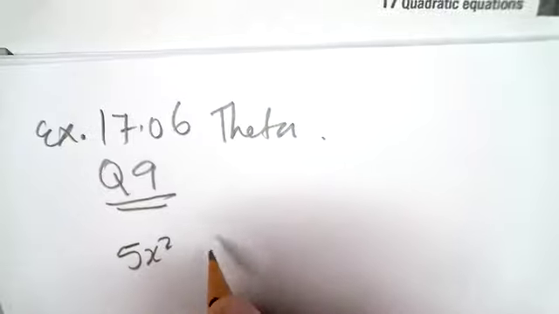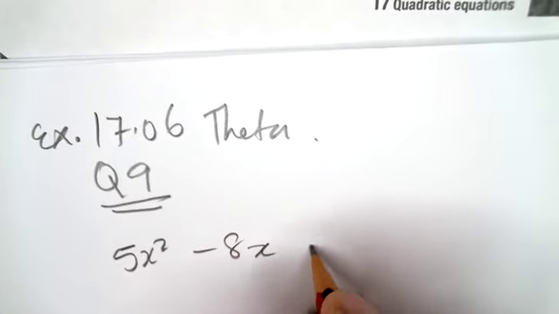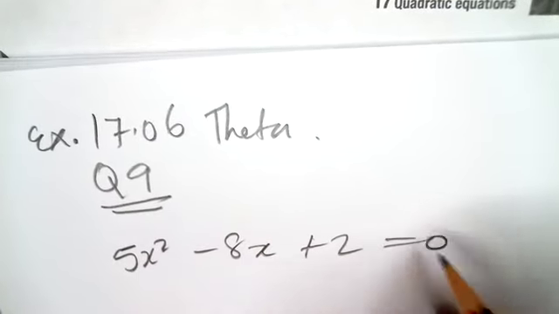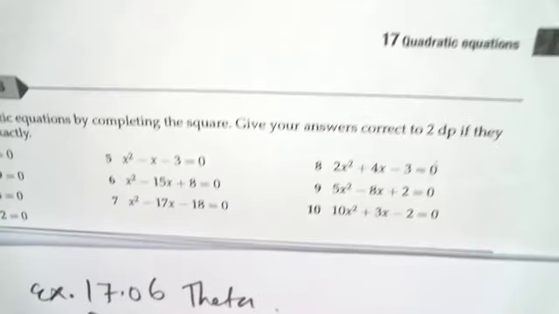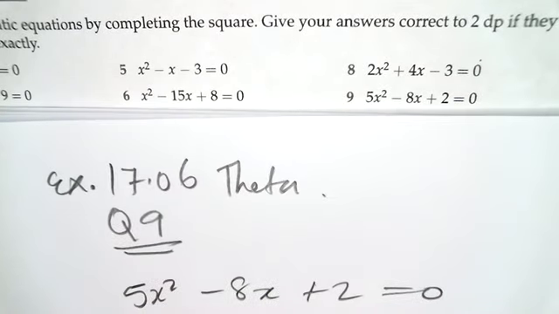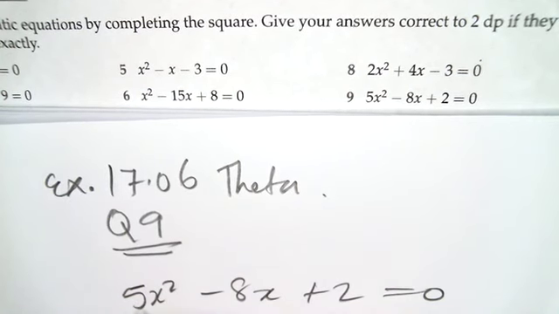5x squared minus 8x plus 2 is equal to 0. Let's just check that. Is that what they've got? That looks pretty good. Okay, so let's take a shot at doing this. We notice, of course, we've got an x squared with a value of a which is greater than 1. We want to get rid of that, so it's equal to 1.